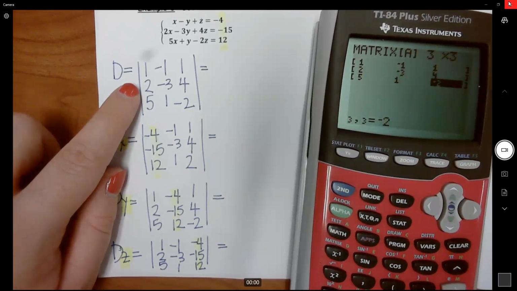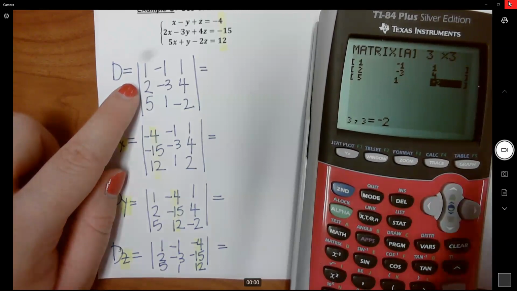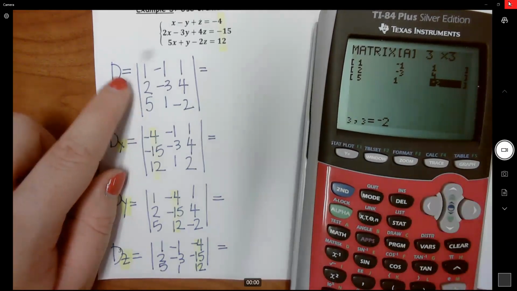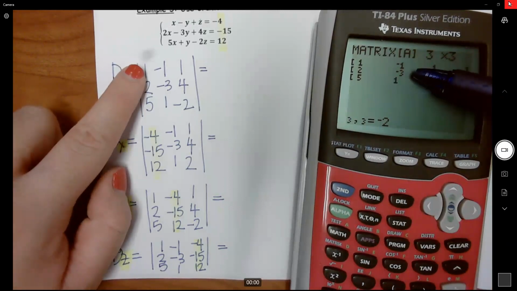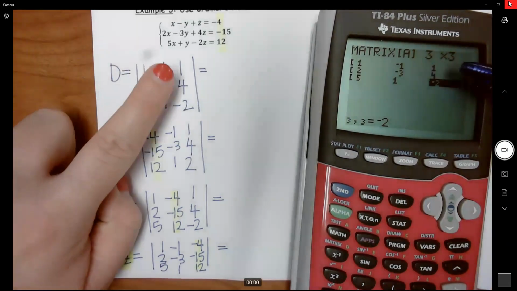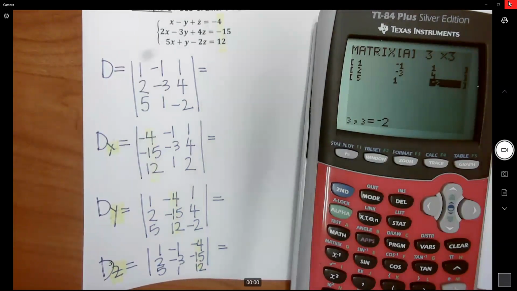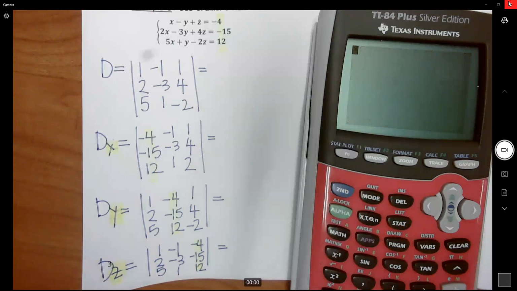Okay, again, before you get out of this, check to make sure it matches. You don't want to get it wrong because you accidentally entered in the wrong key. So I have 1, 2, 5, -1, -3, 1, and 1, 4, -2. So I am good. I'm going to hit second quit to get out of there.